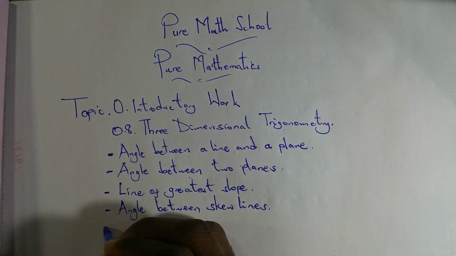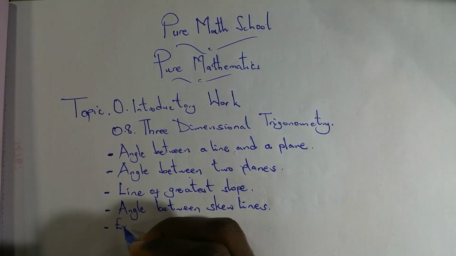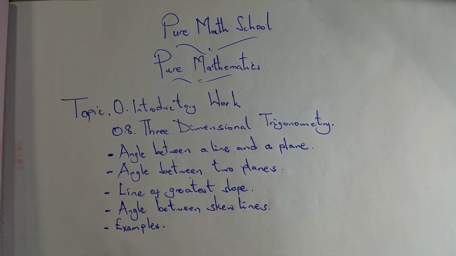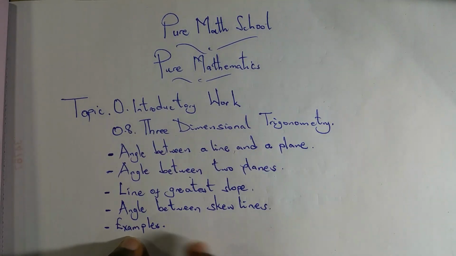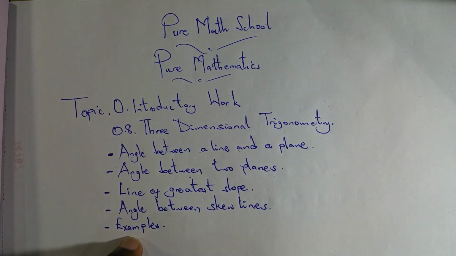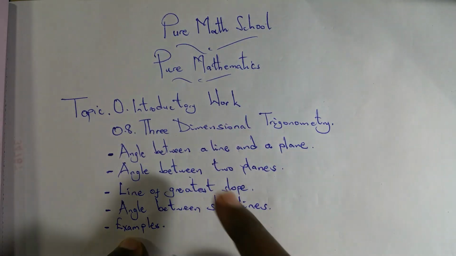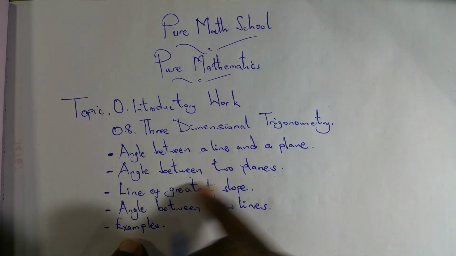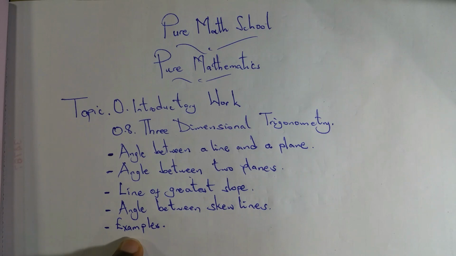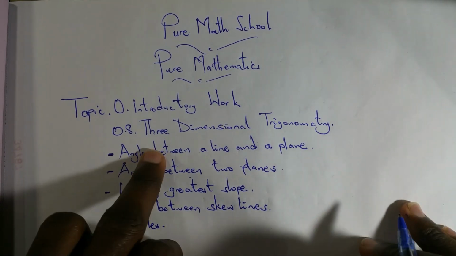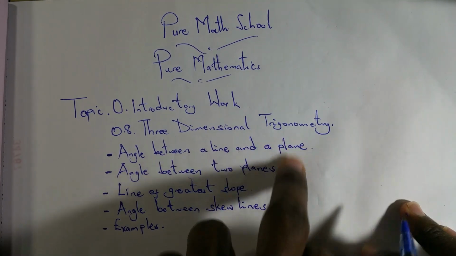Then at last we're going to look at examples that will require us to get angles between all these four situations: plane and line, two planes, line of greatest slope, which will also involve angles. Then we look at angle between skew lines. So let's start with the first one, that's angle between a line and a plane.